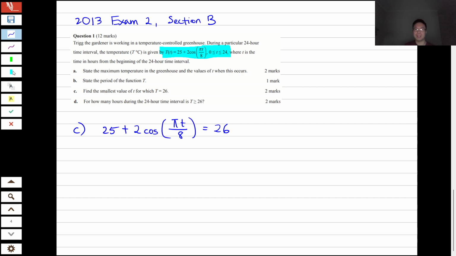But what I'm noticing is that this question is actually worth 2 marks. So the instructions in exam 2 are to show working if a question has more than 1 mark. So I think here we should show some working. We shouldn't just write down the answer. So what might they be looking for? Well, I think we'll start by saying that 2 cosine of pi t on 8 is 1, subtracting 25 from both sides. Cosine of pi t on 8 is a half.